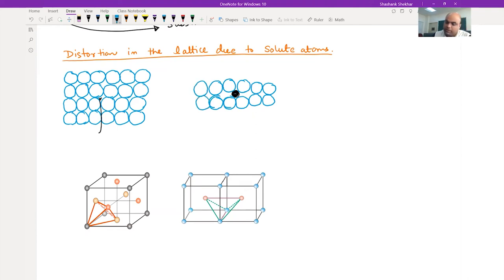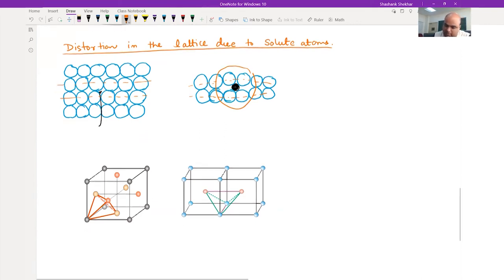Okay, something like this. So what you see is that there is a distortion in the lattice around this region. If you see here, I can draw a straight line like this, right? But here you are seeing a distortion as soon as you reach around the interstitial atom. So there is expansion in the lattice. Okay, now this is interstitial.